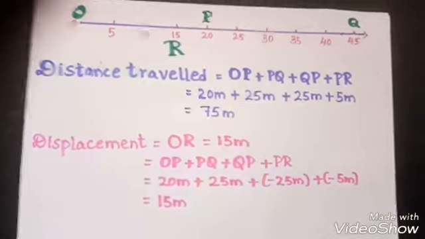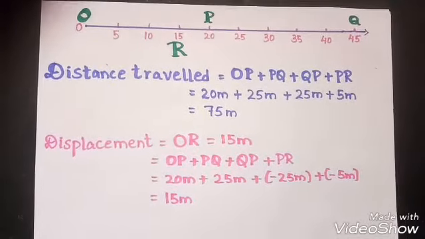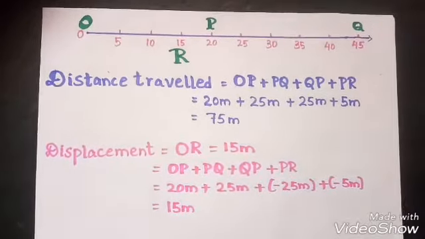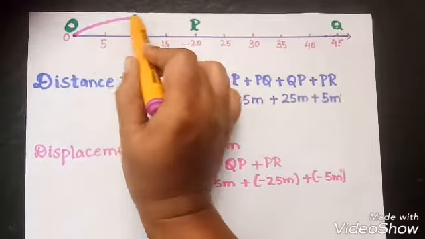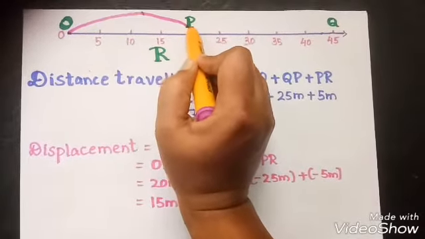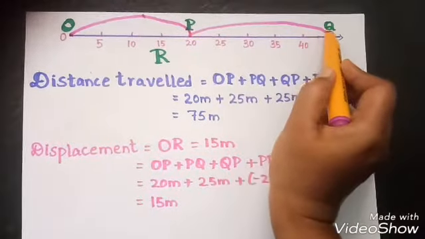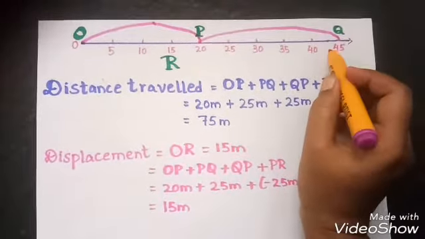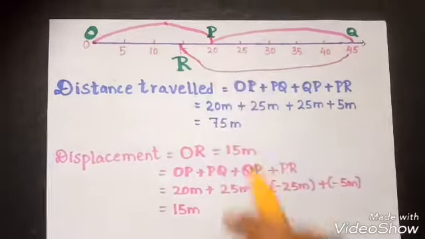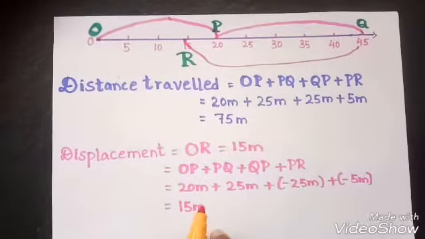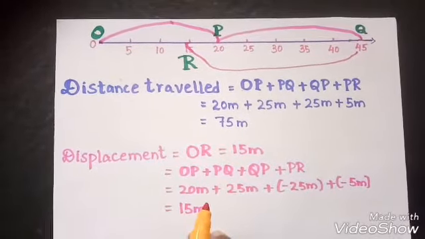Now one more example we can use to know about the distance traveled and displacement. Now the object is at point O. Suppose the object is moving from O to P, then again it moves from P to Q, and back from Q it moves back to point R. In such case, what is the distance traveled and displacement? So how can you calculate here?